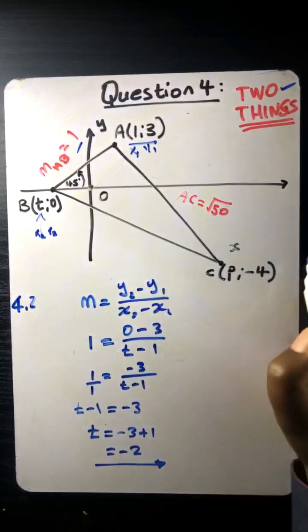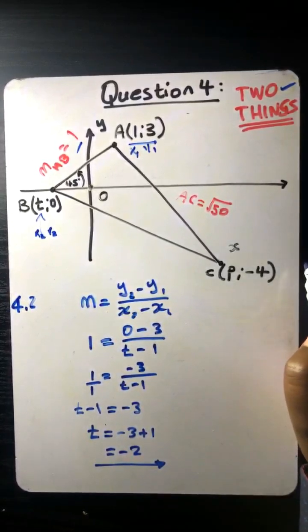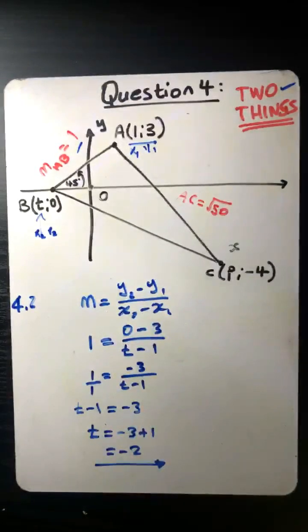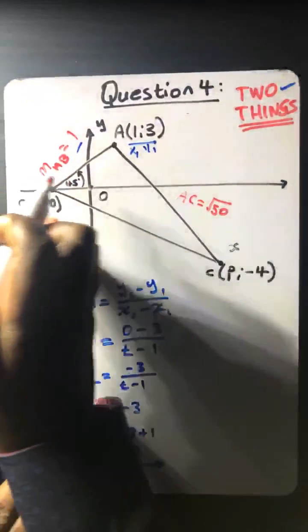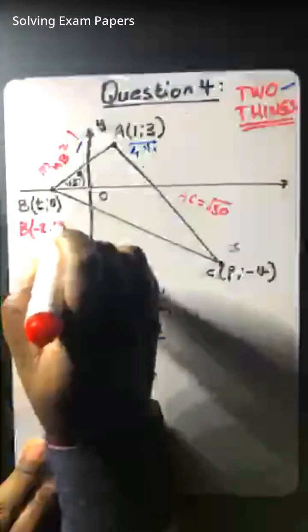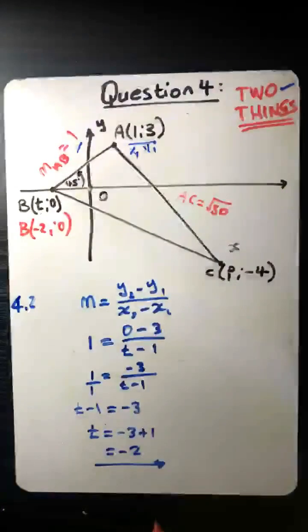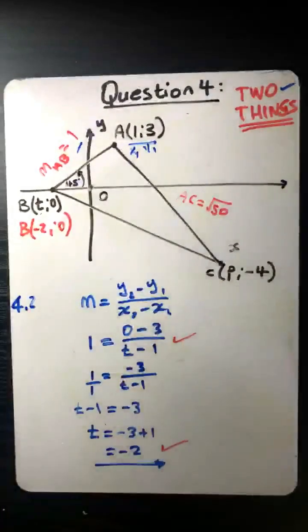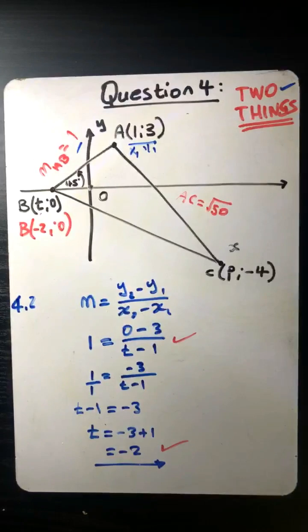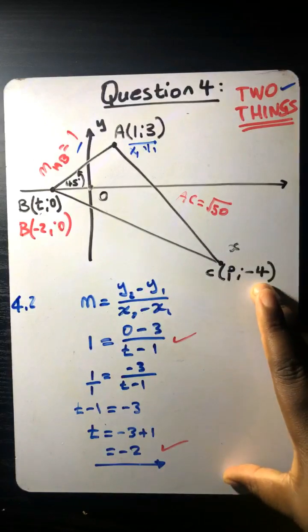So let's see, what did the question say? It said calculate the value of t. So it ends here, because t is what they wanted you to calculate. So for me, with a pencil, I will therefore say we actually have negative 2 and 0. And that negative 2 does make sense. Why? Because that point B is actually on the negative side of the origin. Here comes a question. Anyone who understood what I've done over there, does it make sense to everyone?